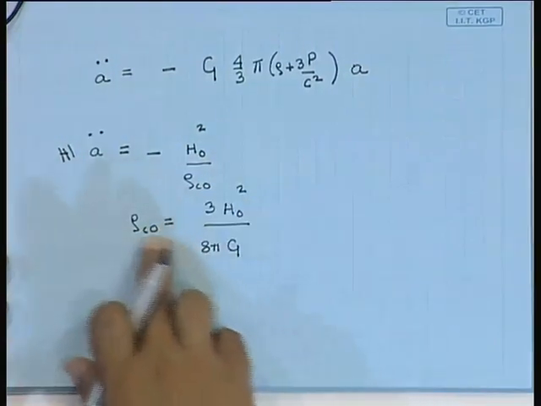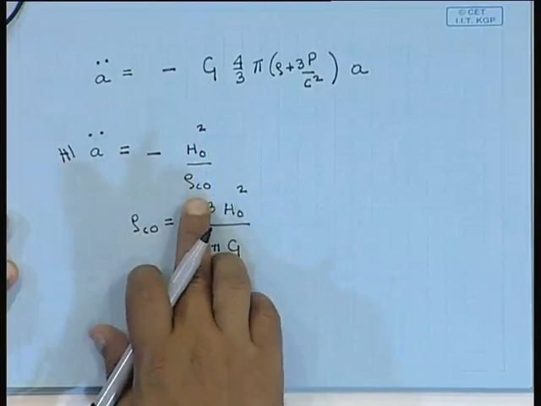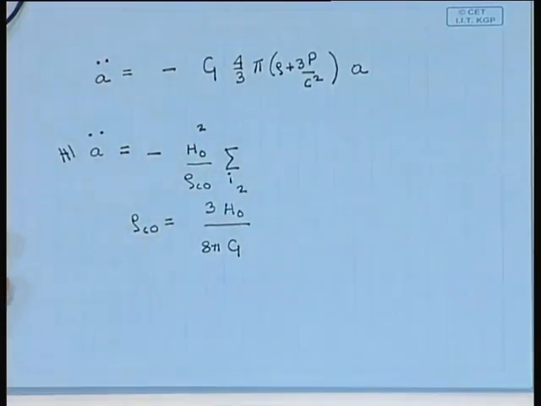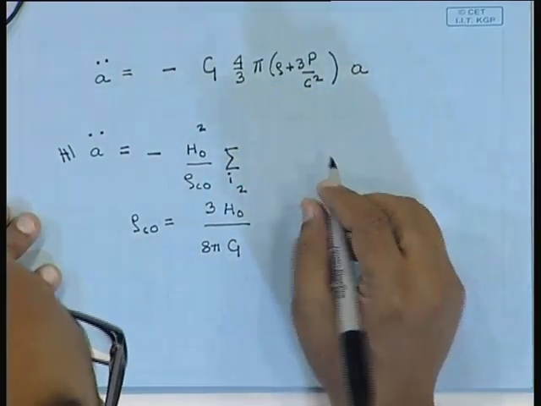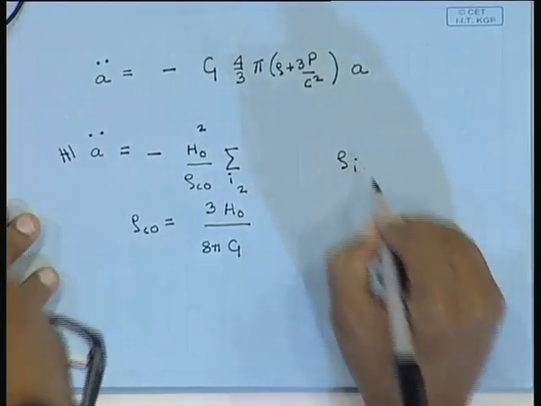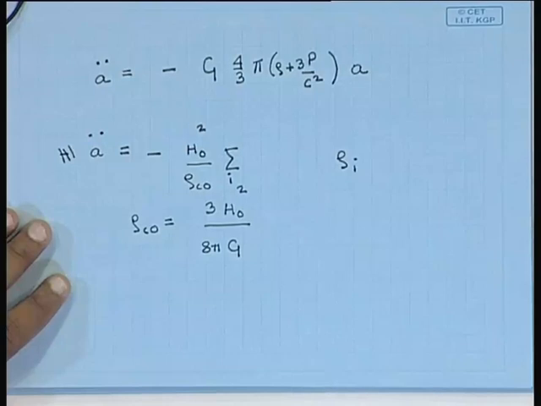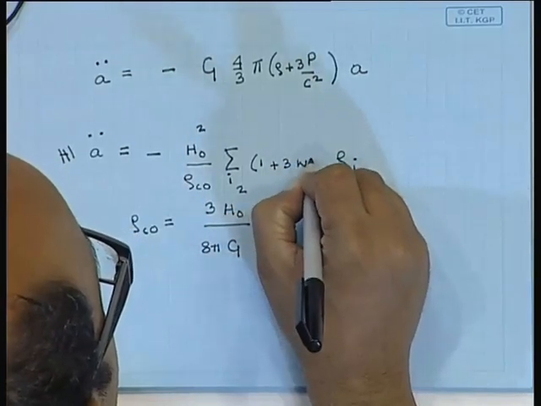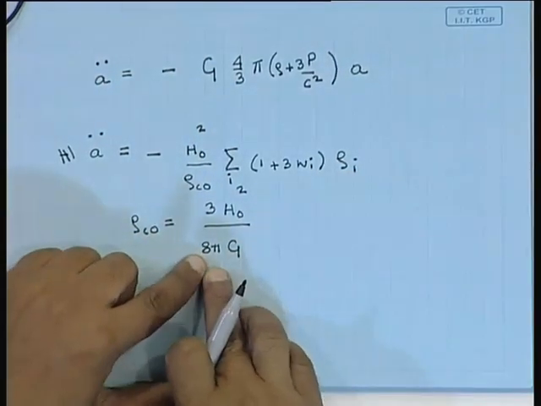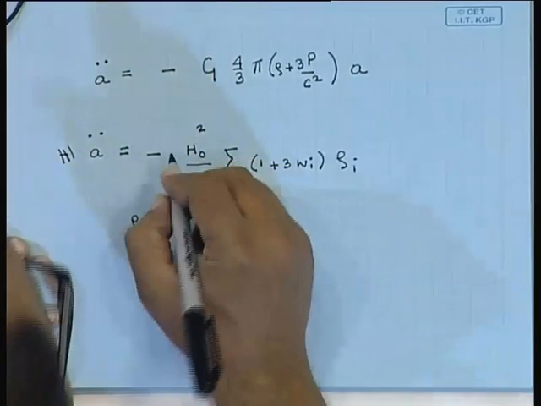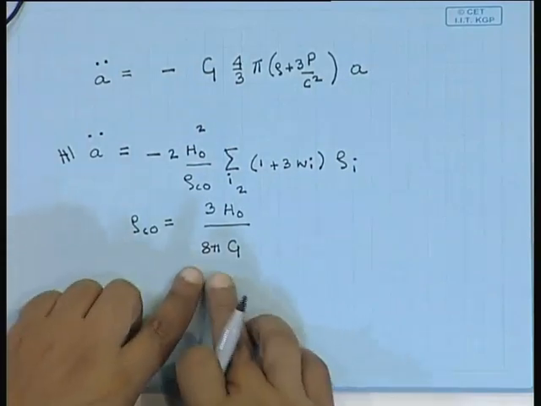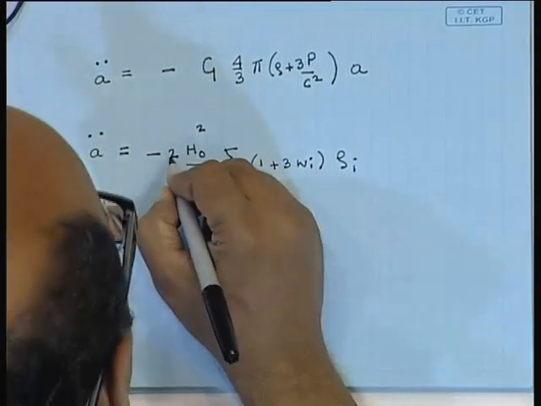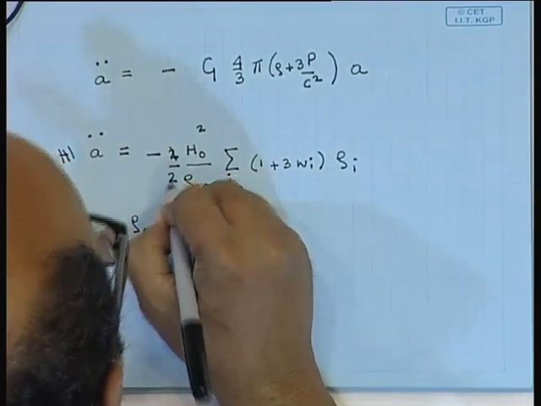So, we are writing this in terms of this density scale and the present value of the Hubble parameter as minus H naught square by rho critical naught, and then we have a sum over all the different possible components, and we have the density from each of these components rho i, and the pressure from each of these components we will write in terms of the equation of state. So, we will have 1 plus 3 w i. Oh, sorry, 4 pi G by 3 is going to be 2 times this, 2 H naught square, 8 pi G by 3 is H naught, it is going to be by 2, so it is going to be half, okay.